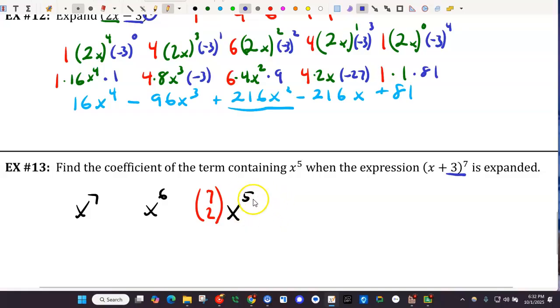So I know that if I have x to the 5th, my second term here is going to be 3 to whatever exponent adds up to my full degree. So that's going to be 7. These two have to add up to my full degree. So this way I've just found a fast way of finding the one term that has x to the 5th in it. And I just need to use my calculator.